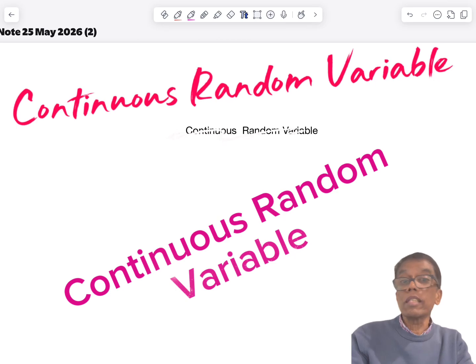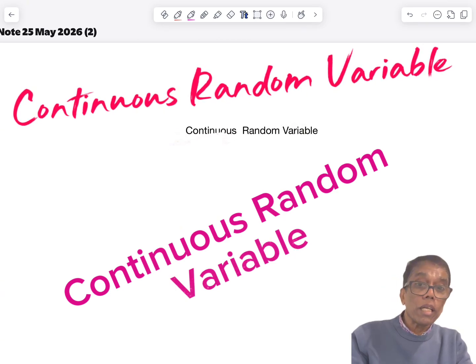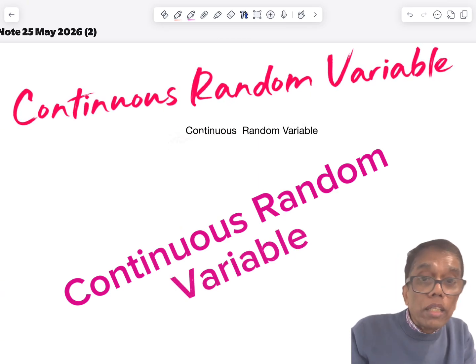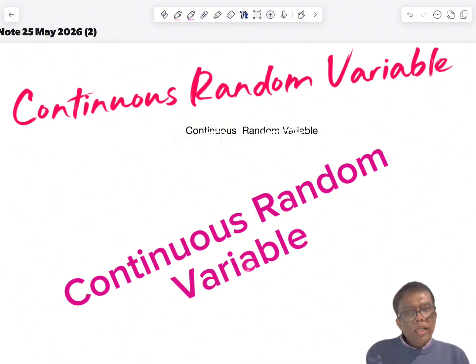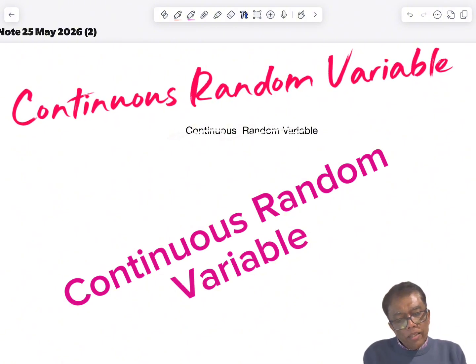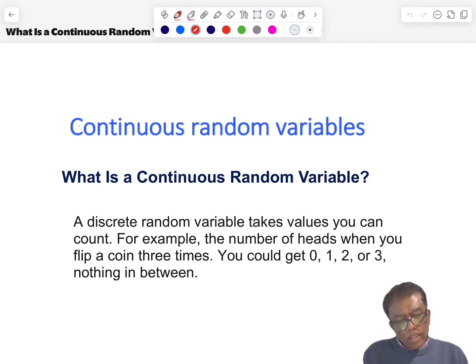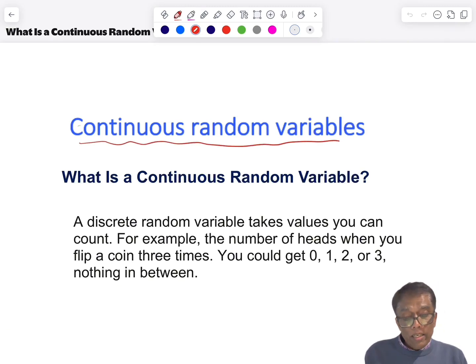Earlier, we had discussed what the discrete random variable is. Now, what is the continuous random variable? Let's see what it is. Continuous random variable. What is a continuous random variable?